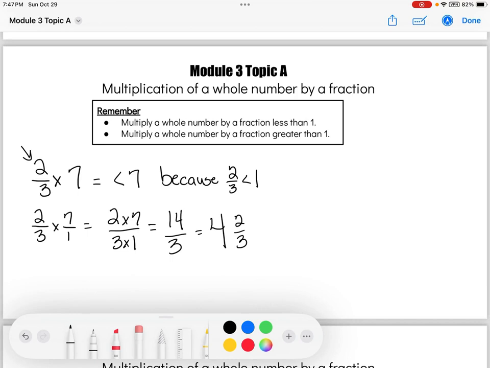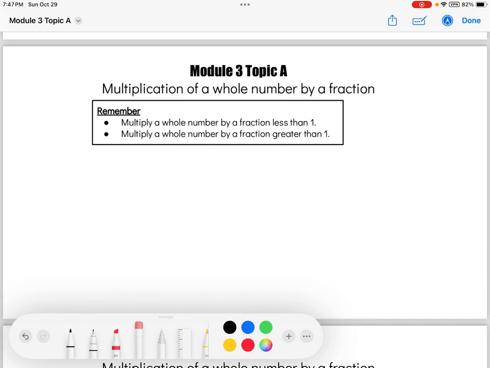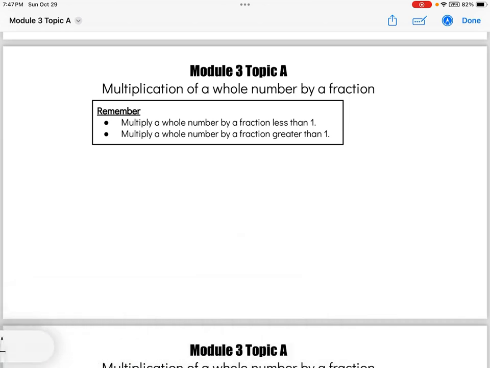Another thing to think about: if you have 2/3 as being less than a whole, think about if you have 4/3 of 7. We know that 4/3 of 7 is going to be greater than 7 because 4/3 is greater than 1 whole.